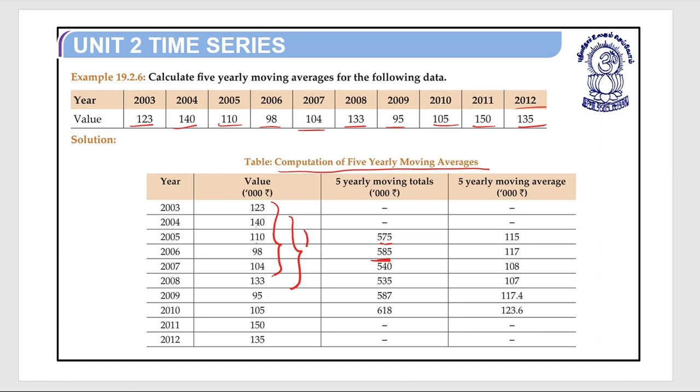For next, 110 plus 98, 104, 133 and 95. For next, 98 plus 104, 133, 95 and 105. 104 plus 133 plus 95 plus 105 plus 150. And next is for 133 plus 95 plus 105 plus 150 plus 135. So you will get 680.